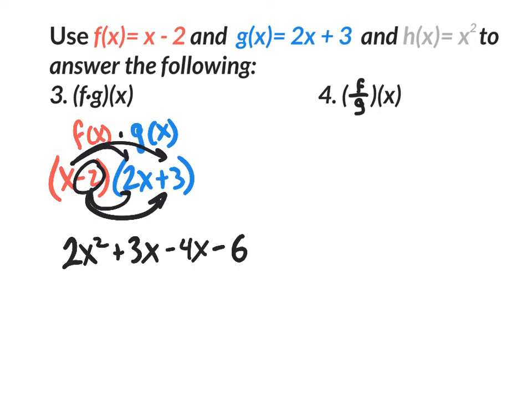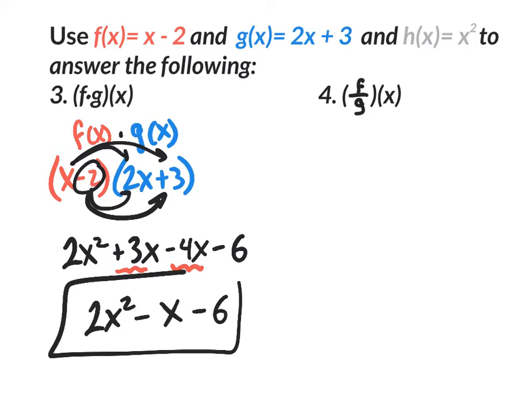All we need to do now is combine like terms. Those middle terms, you could combine them. Your final answer will be 2x squared minus 1x minus 6. There's your answer when you multiply the f of x function with the g of x function, which could also be read as f times g of x.